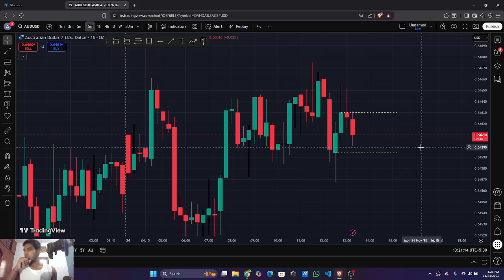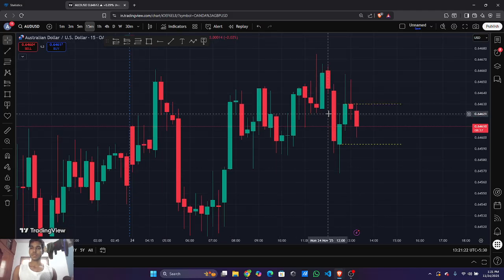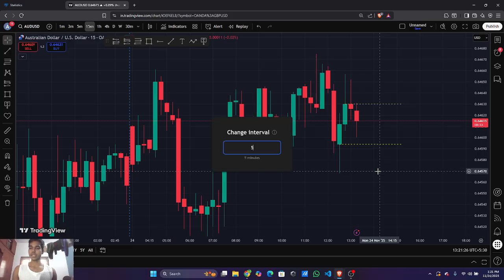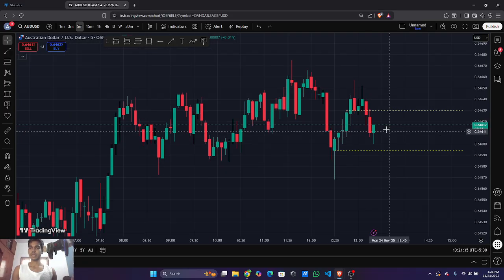Now the momentum was strong. These two candles are good candles for sells. It gave a breakdown and retested this 15-minute order block. It can continue. What does the 5-minute say? This is also good for sells. It already tapped into this M pattern order block.